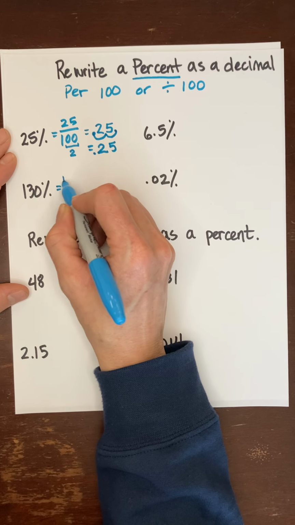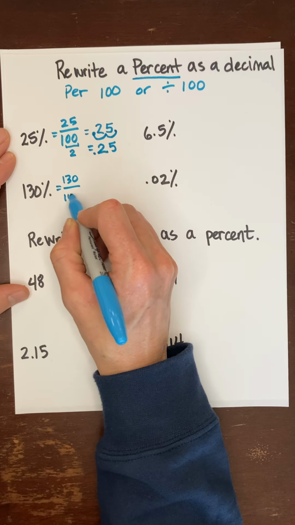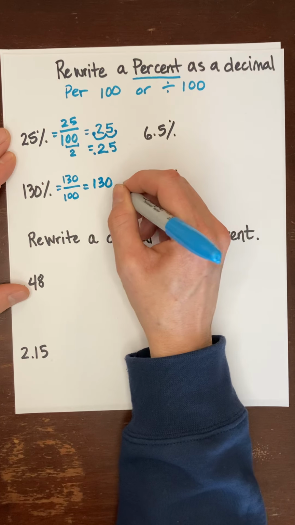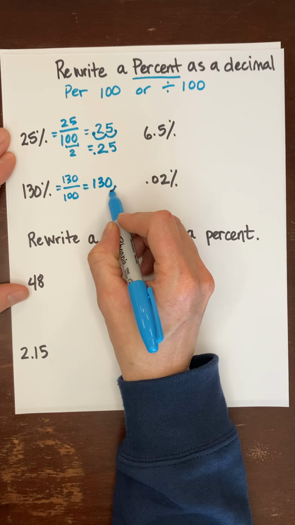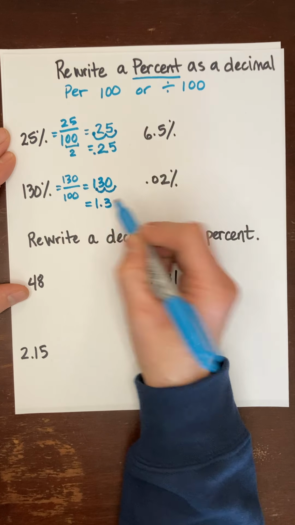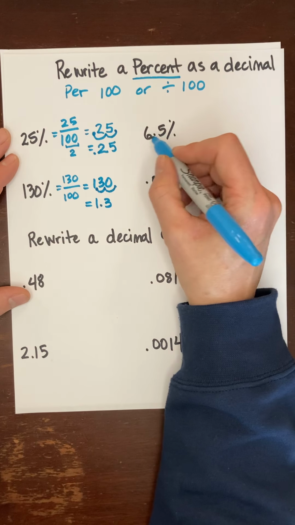130%, well, that means 130 divided by 100. So we're going to move our decimal place, spawn a decimal at the end, move it to the left 2. 1, 2. 1.3 is our final answer.